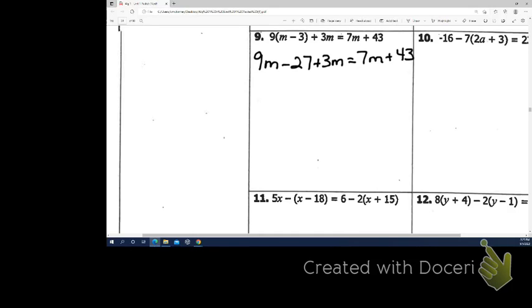Now we're going to combine like terms, so that's part of simplifying. Now I did say simplify both sides. The other side just happens to already be simplified in this problem.